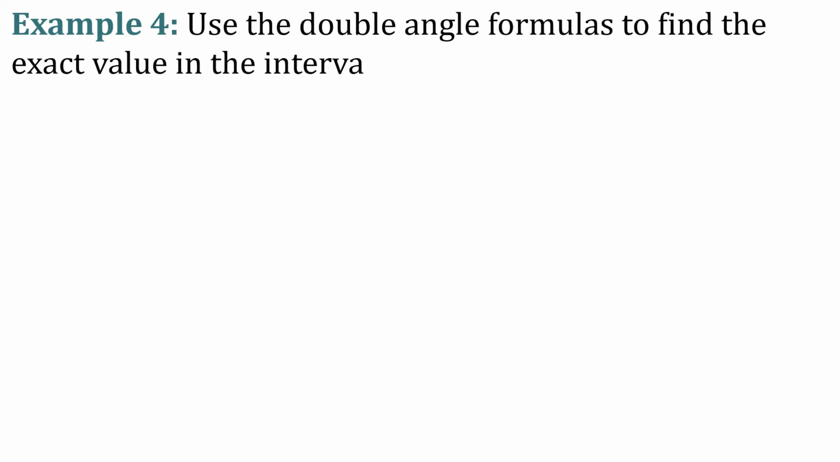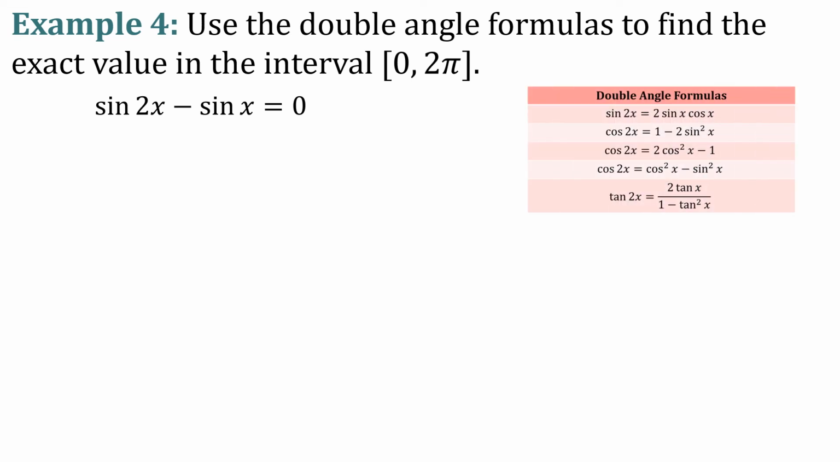This one is going to involve an equation like what we looked at in a previous video. So this time we're still going to use our double angle formulas to solve this. So I see that sine 2x is 2 times sine x cosine x. So 2 sine x cosine x minus sine x equals 0.